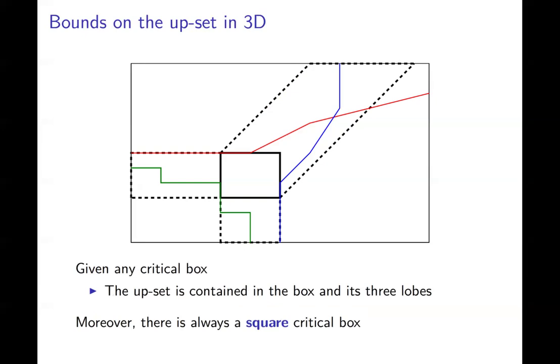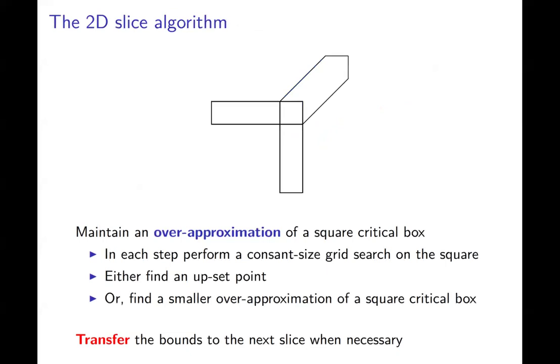Additionally, this box is always square-shaped. We are guaranteed that the upset cannot be contained in any of the regions that are not captured by the bounds shown here.